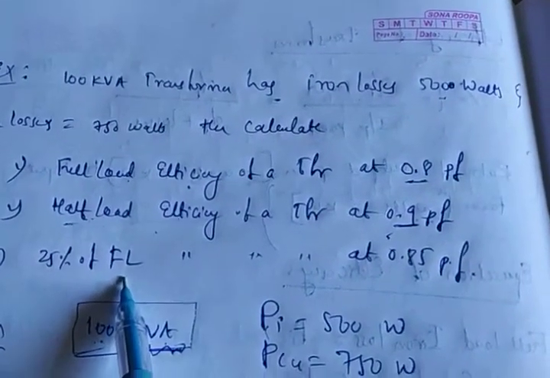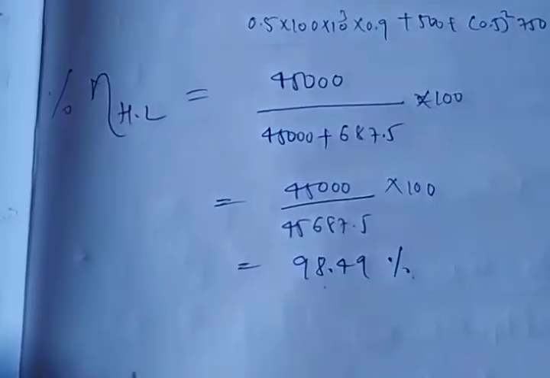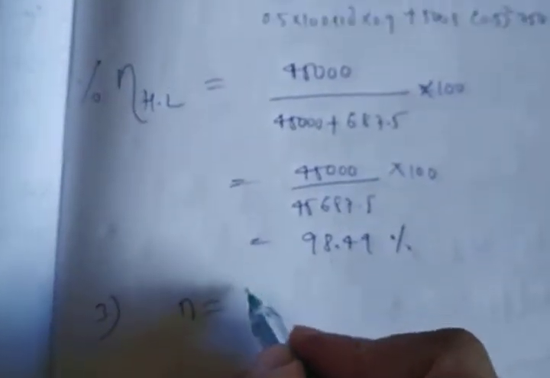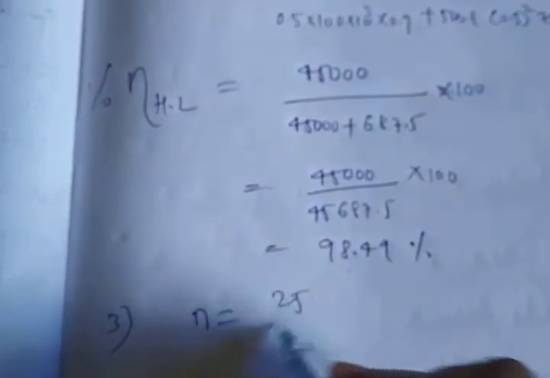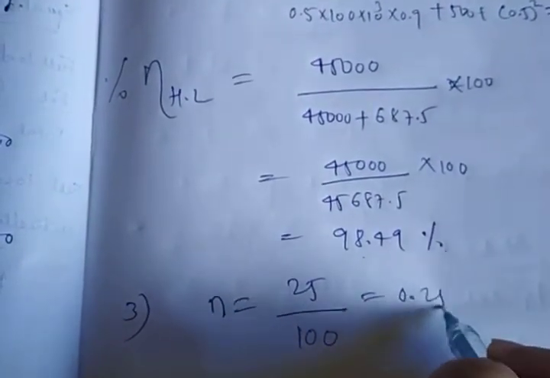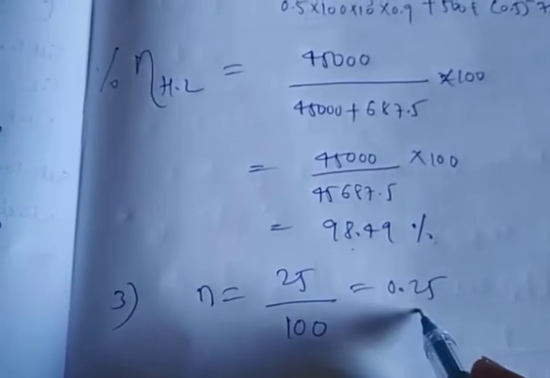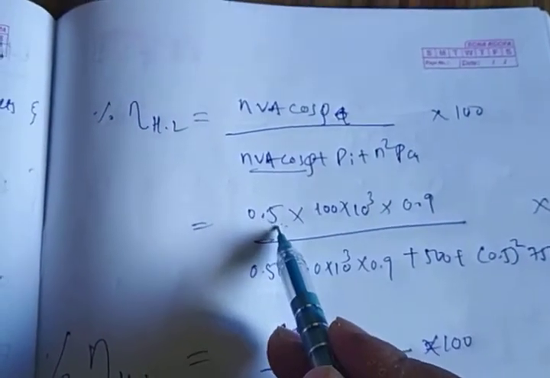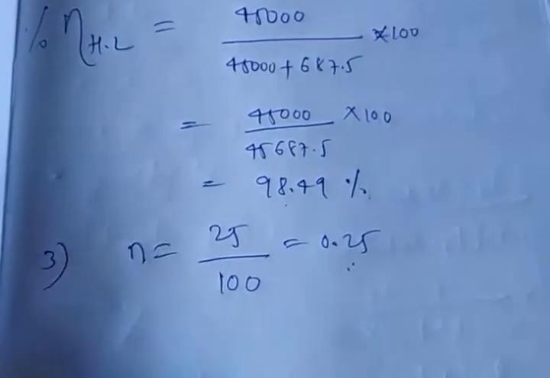And the final bit is the third bit, 25% of full load. So 25% means the given case is 25%, means actual load you have to use 25%, 25 divided by full load is 100, so 0.25. N is 0.25. Same, all data you can substitute same, except N is 0.5 earlier, here N is equal to 0.25, that's it.